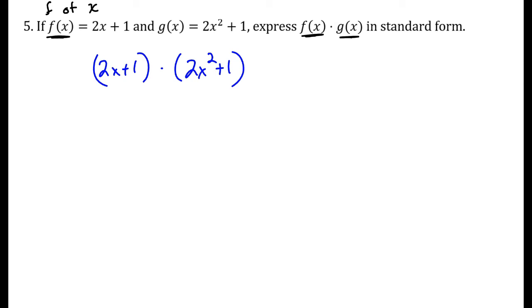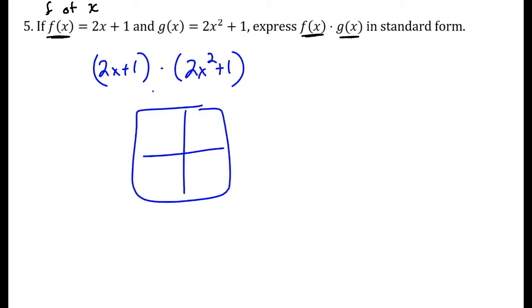F times g. I will use the tabular method here because I just distributed. 2x plus 1, 2x squared plus 1. Alrighty, so we multiply 2x times 2x squared. Well, 2 times 2 last time I checked is 4. X times x squared is x cubed. Okay, 1 times x squared, well, anything times 1 is itself. 2x times 1 is 2x. 1 times 1 is 1.